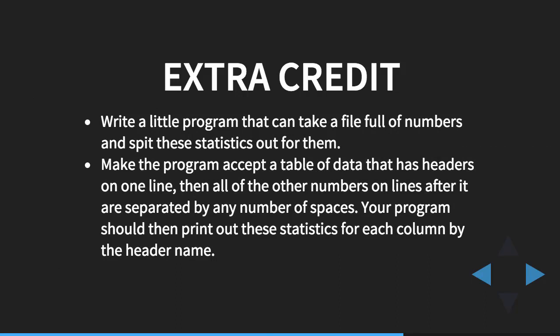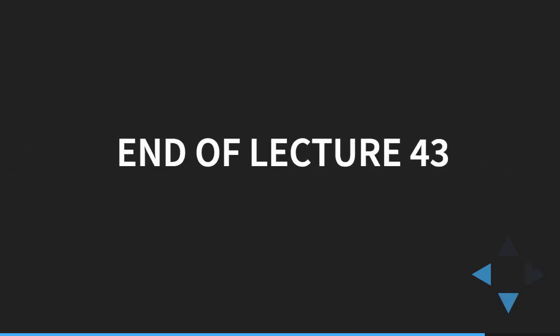Write a little program that can take a file full of numbers and spit these statistics out for them. Make the program accept a table of data that has headers in one line, then all the other numbers on other lines, and separate it. And then your program should then print out these statistics for each column by the header name. So that's a pretty big project, but it could be a useful little tool. Right, that's the end of lecture 43.